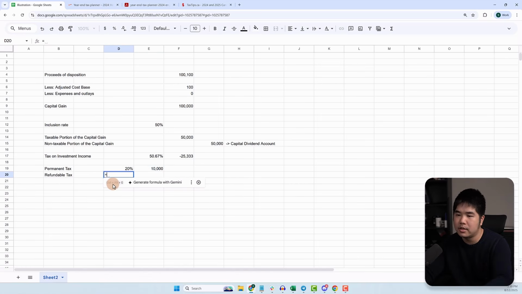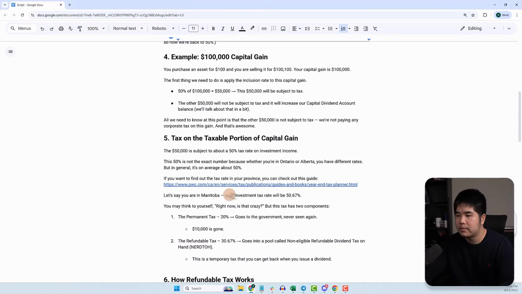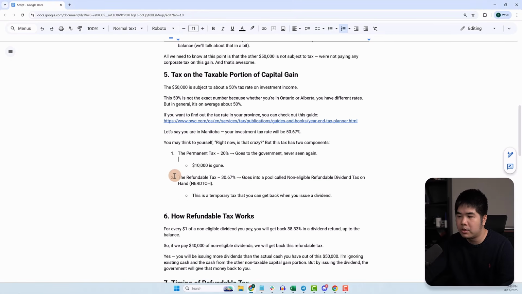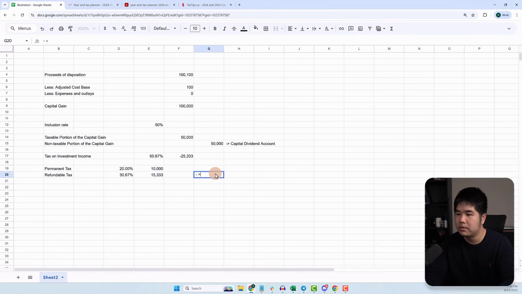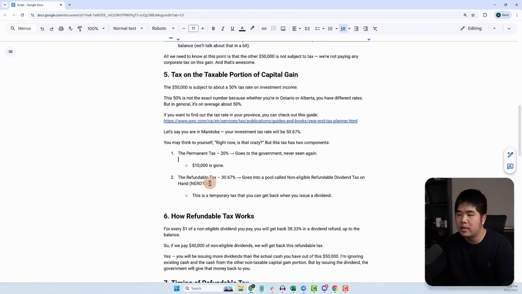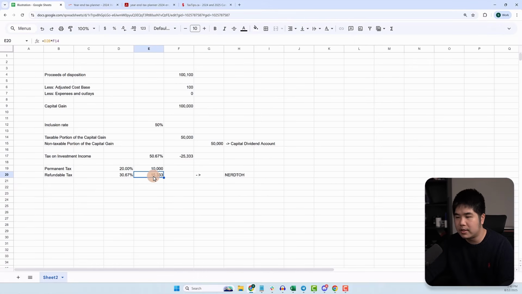The refundable tax is 30.6666%. And we take that times $50,000. So this is a refundable tax. So this refundable tax goes into a pool called non-eligible refundable dividend tax on hand. So go into NERDTOH. And it's a temporary tax, and you will get this back when you issue a dividend.